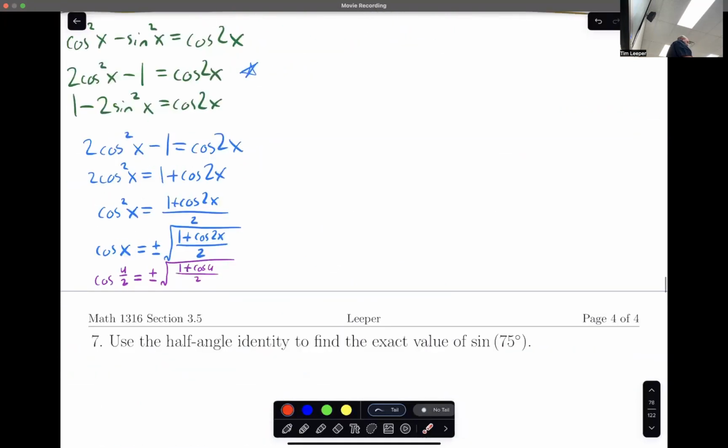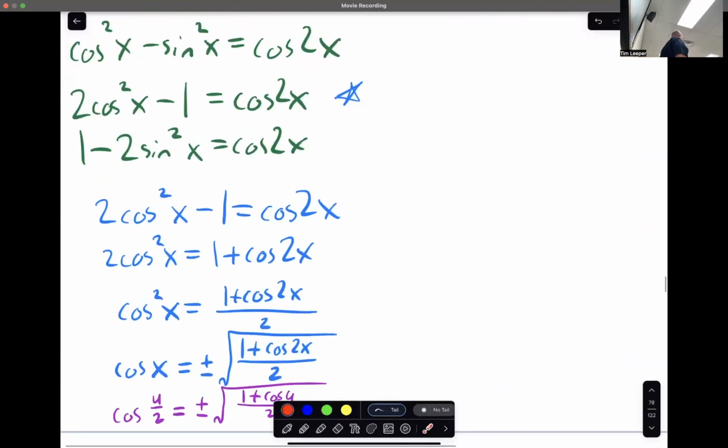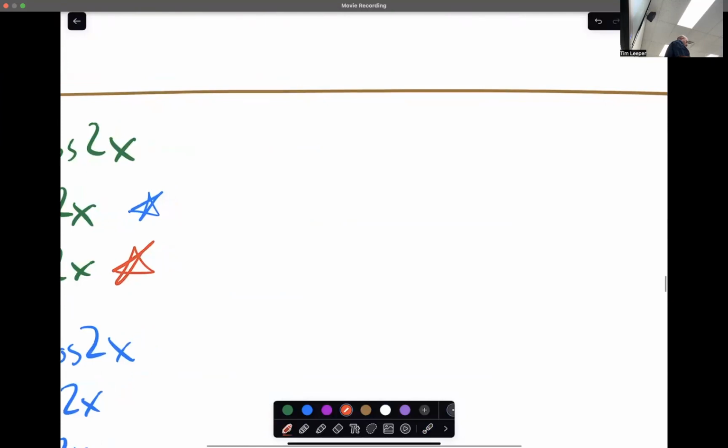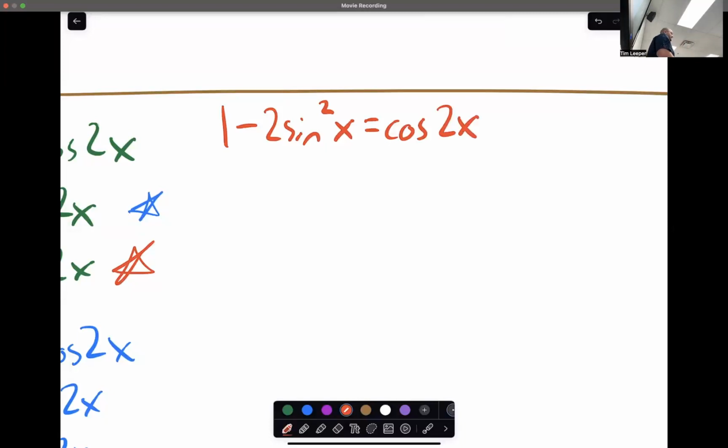Now, we did that using the double angle identity for cosine, right? And you would think that to find the half angle identity for sine, we would probably use the double angle identity for sine as well, right? But that's not true. We're actually going to use the double angle identity for cosine as well, but not that one. We're going to use this one down here, because notice we can get the sine by itself. So we're going to do this all again with 1 minus 2 sine squared of x equals cosine of 2x. That is another double angle identity for cosine here, right?